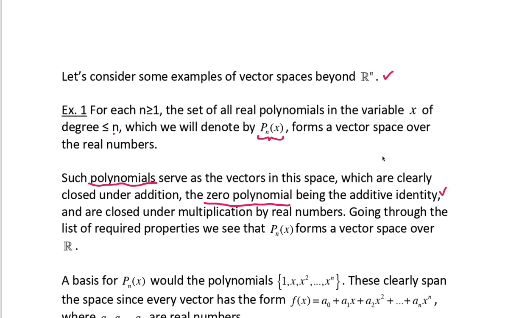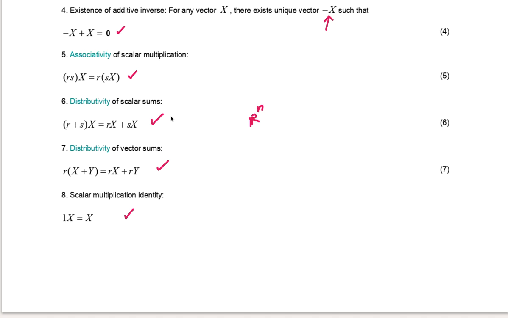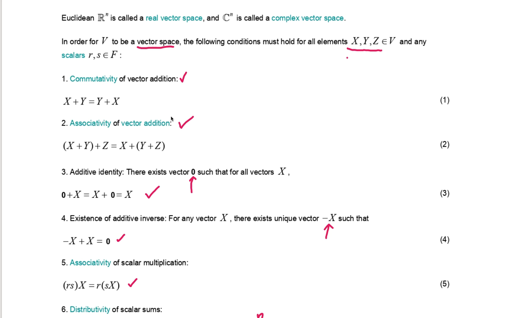Going over the list of properties in your mind, see that it forms a vector space over the reals. I mean, come back up here. I'll come up real fast. Think in terms of polynomials as vectors instead.